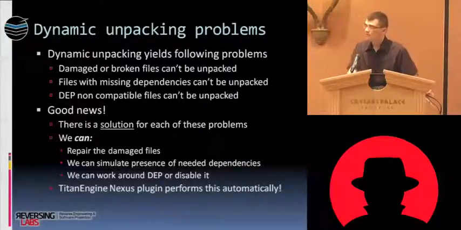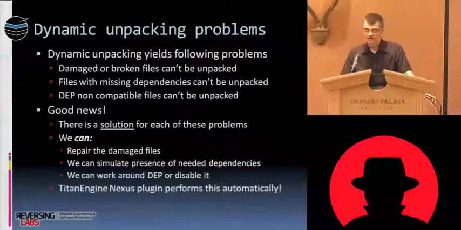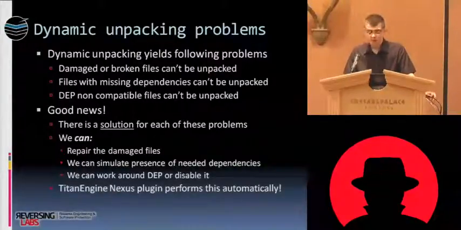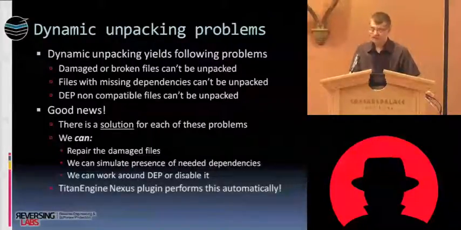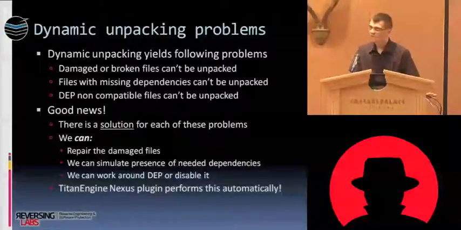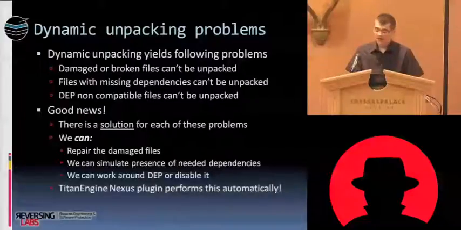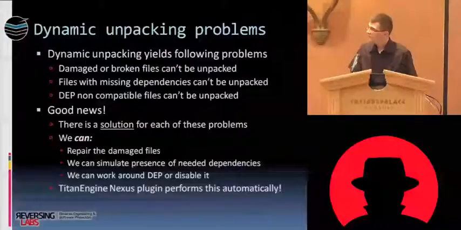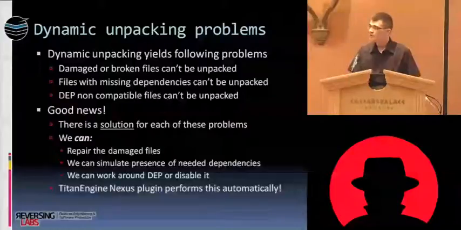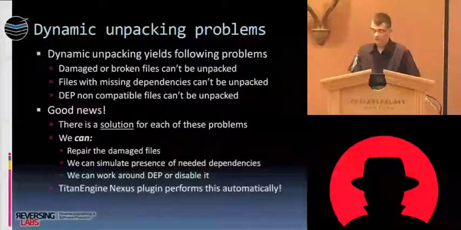Since all of the unpacking we do is either static or dynamic, but we want to rely on dynamic unpacking more because it's a more resilient form of unpacking, that yields a couple of problems. That yields a problem of damaged and broken files that cannot be unpacked because they cannot be started in Windows. We're going to show that a bit later. We also have problems with files that have missing dependencies, which cannot be unpacked. If you have a file which is loading a dynamic link library which isn't on your system, you cannot unpack that file dynamically because Windows cannot find it.